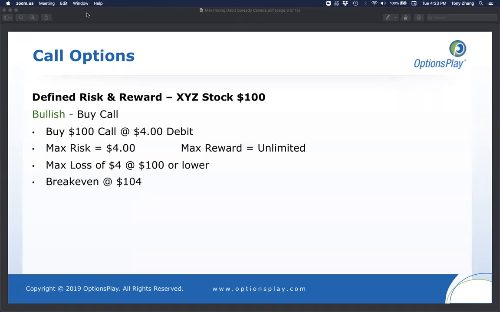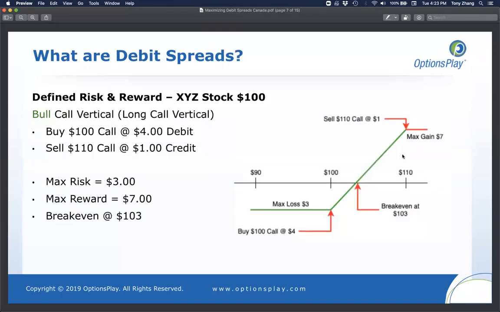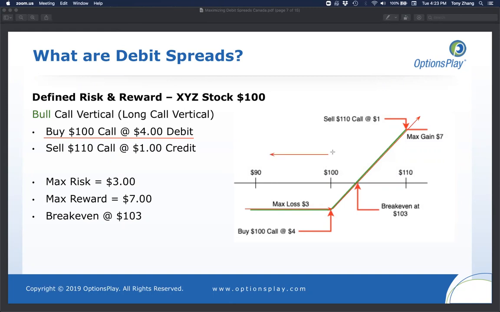So this is really the reason why we want to take a look at debit spreads, because a debit spread is similar to buying a call option. In this particular case, a vertical debit spread, we're still going to buy that same 100 strike call at $4, which is what we have here. We're buying this 100 strike call for $4. This gives us capped losses to the downside with unlimited gains to the upside.